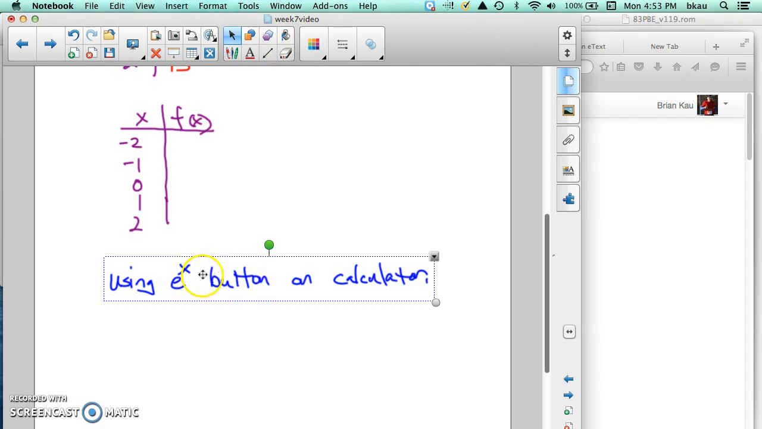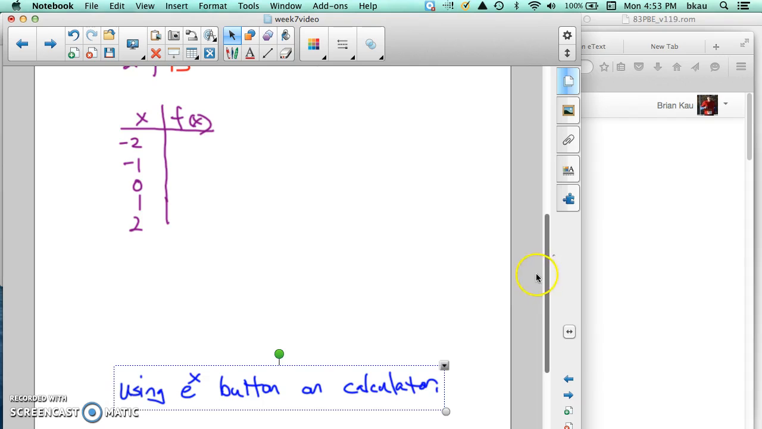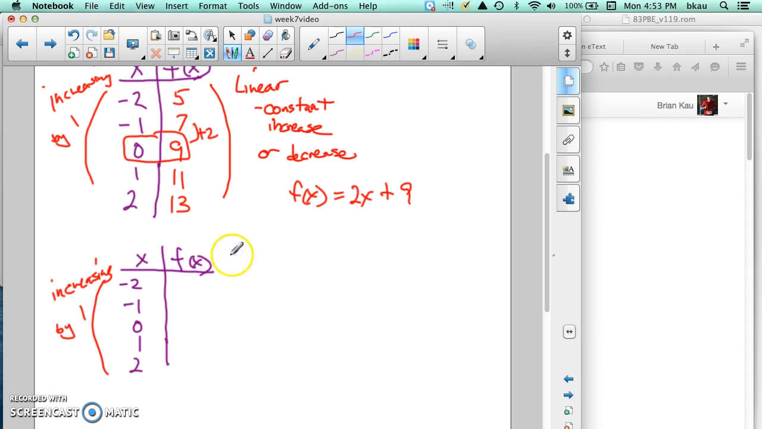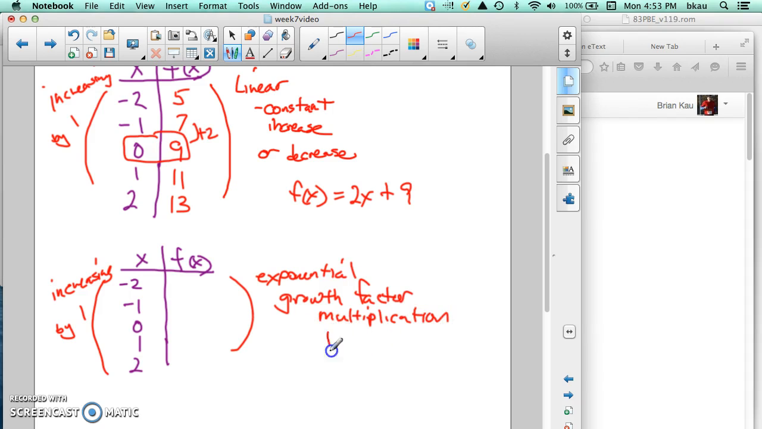So going back to this, we're still increasing here by a constant. So we're okay. Over here, what we're going to be doing for exponential, we're looking for a growth factor. Okay, and that could be a multiplication by a factor or a division by a factor.